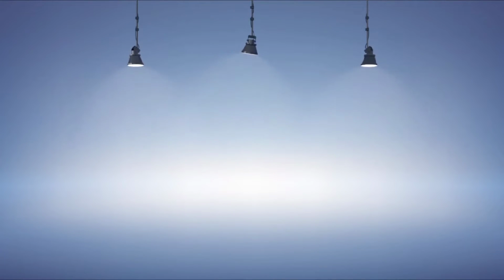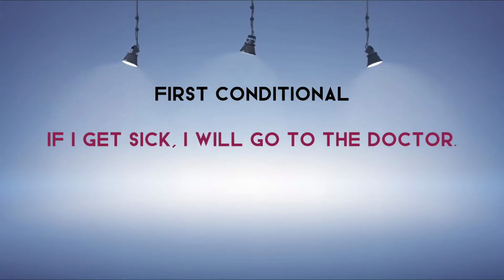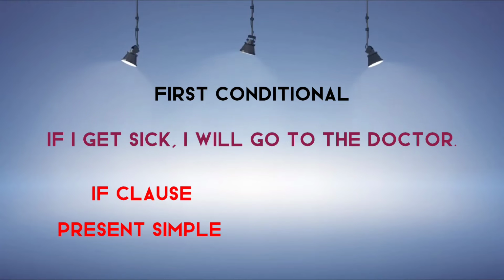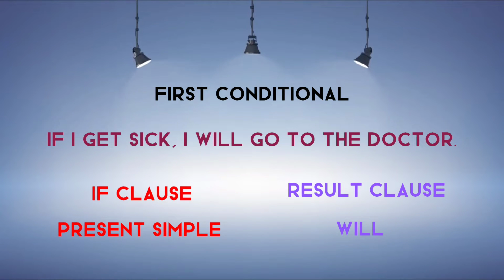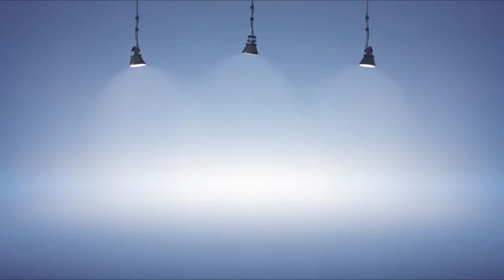Then, we have the first conditional, which we use to talk about possible and likely future outcomes. For example, if I get sick, I will go to the doctor. So it's possible that in the future I'll get sick. And if that occurs, I will probably go to the doctor. So we use if with the present simple and will with the verb infinitive. If you don't get it, feel free to pause the video at any time.